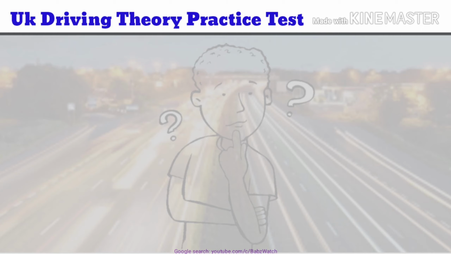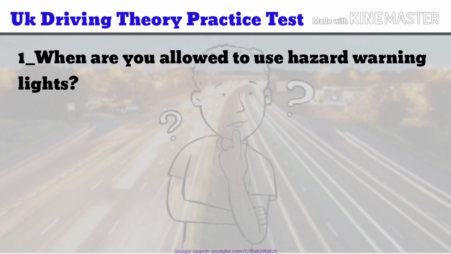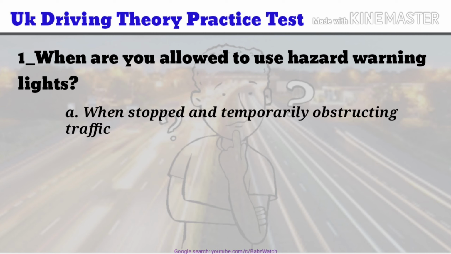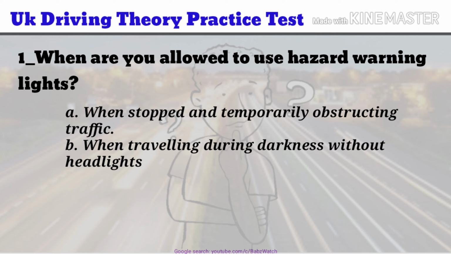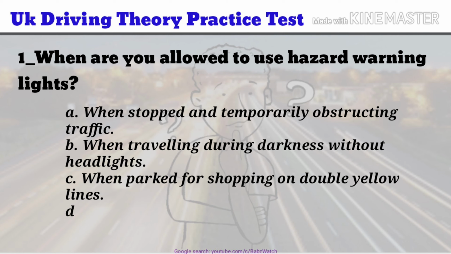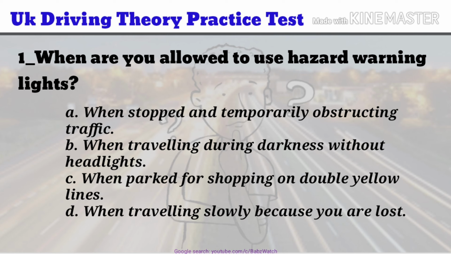UK driving theory practice test question 1 of 50. When are you allowed to use hazard warning lights? A. When stopped and temporarily obstructing traffic. B. When traveling during darkness without headlights. C. When parked for shopping on double yellow lines. D. When traveling slowly because you are lost.